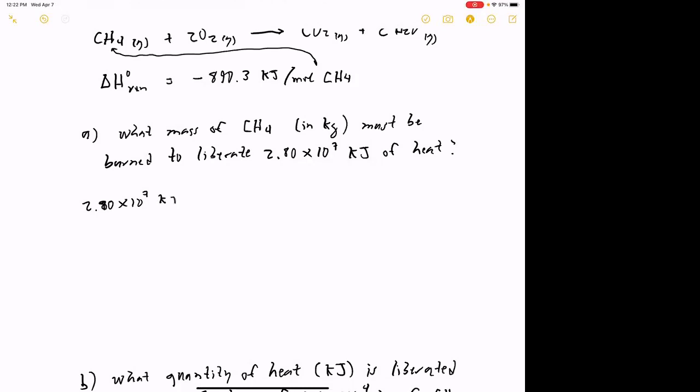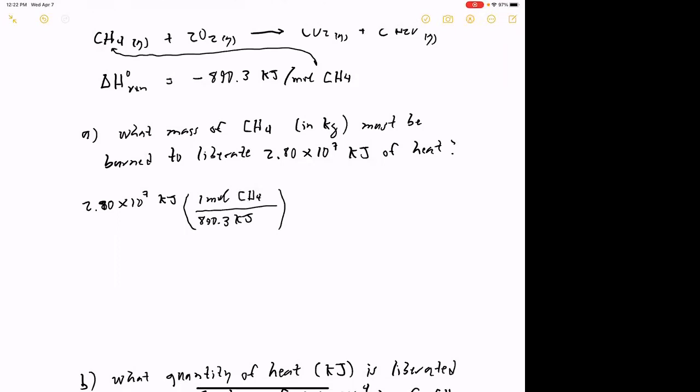Okay, and that's in terms of kilojoules. All right, so now what I can do is go right to my kilojoules per mole, my delta H of reaction, because I want to ultimately get back to methane here. So I can use that as a conversion factor to get me there, right? I know that for every 890.3 kilojoules of heat, I'm using up 1 mole of CH4. So now I'm back to an amount of CH4 here.